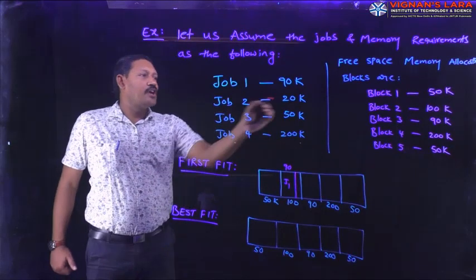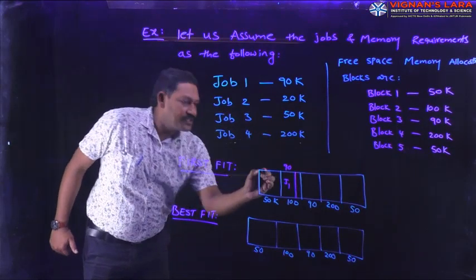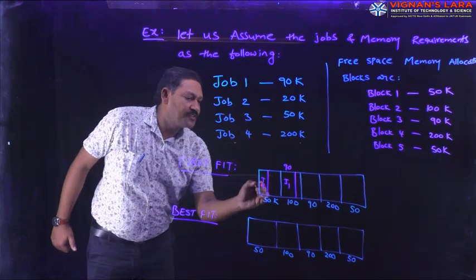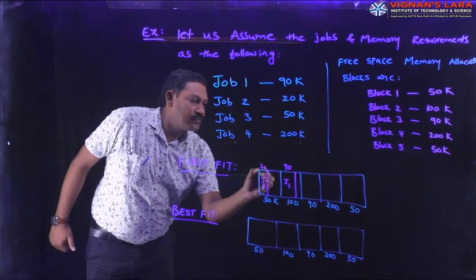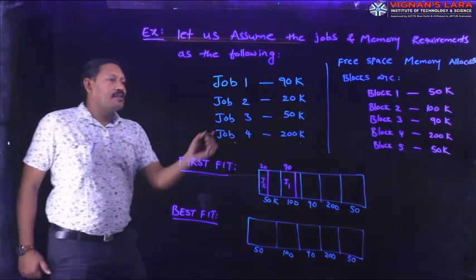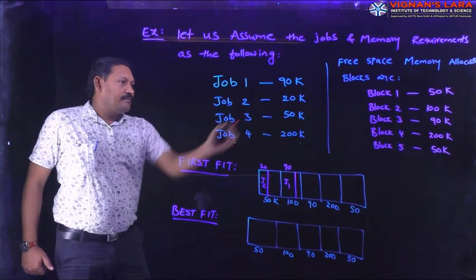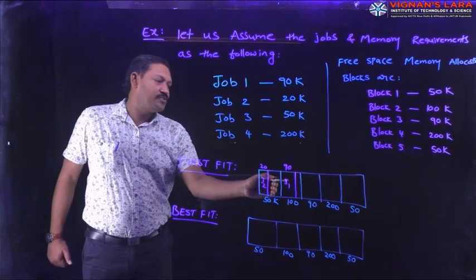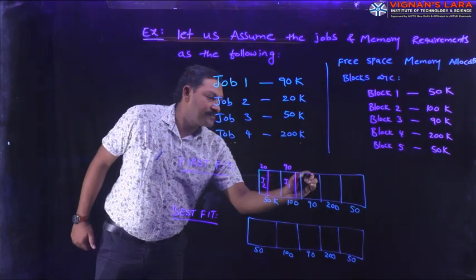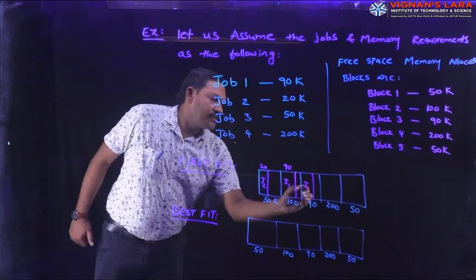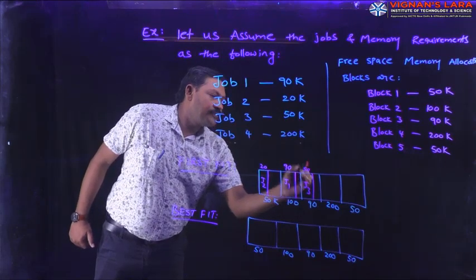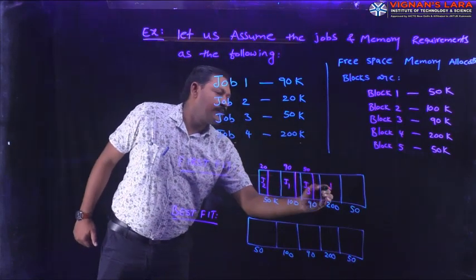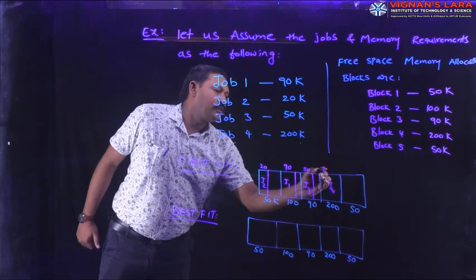Coming to job 2, it is only 20k, so the first one is enough. Job 2, we have specified with J2, here 20. Next, coming to job 3, we need 50k. We check here, no, there is no space. There is no space. Yes, here we have available space. So here J3, 50. Job 4 is 200, so it is here. J4, job 4, 200.